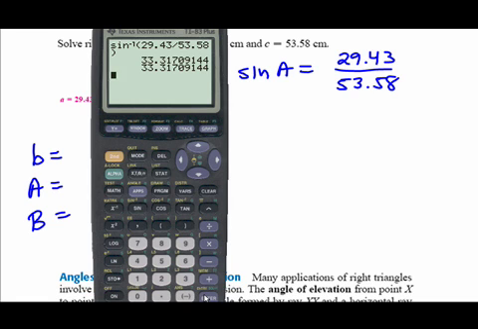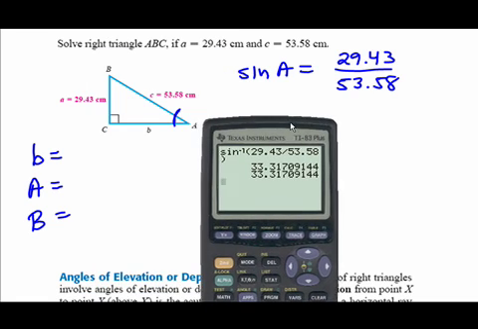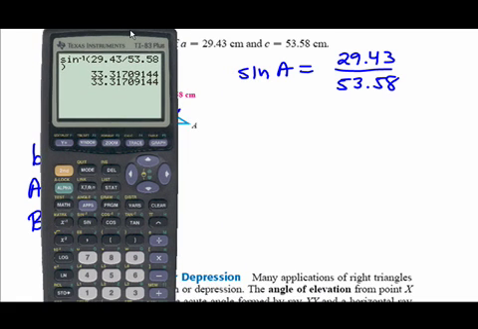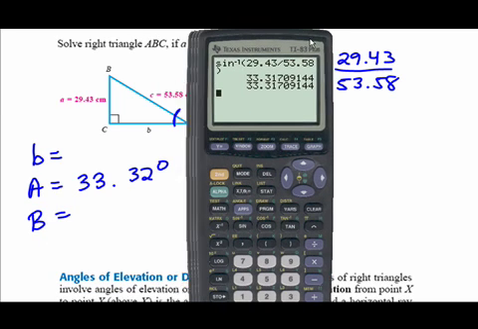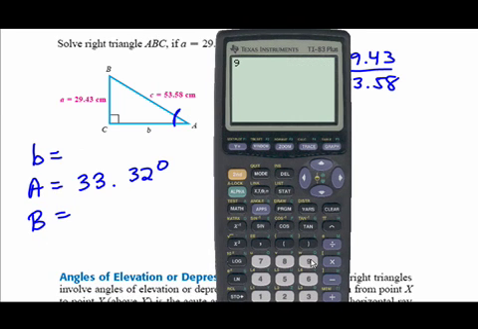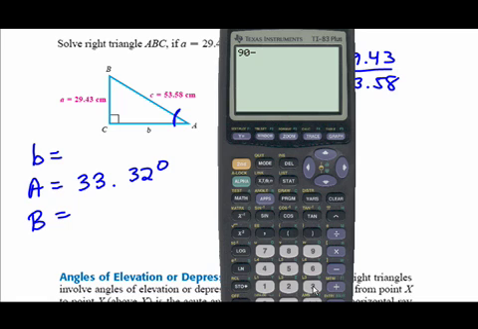So we get 33. Let's round that off to 2 decimal places. Let's say 33.32 degrees. There's angle A. Actually, I'll write it over here. 33.32 degrees. And now we can quickly come up with angle B. Angles A and B are complements of one another. So 90 minus 33.32, 56.68.